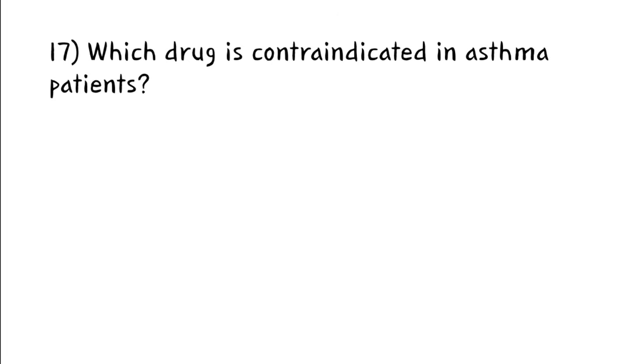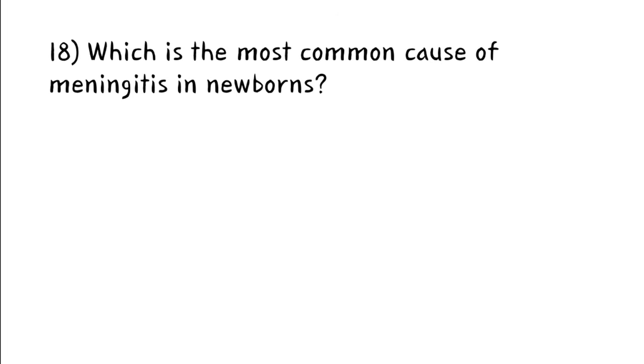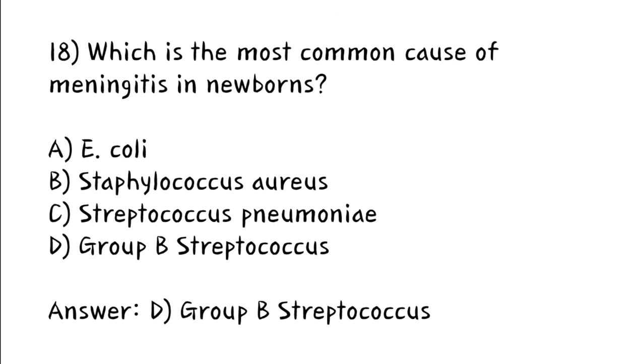Which drug is contraindicated in asthma patients? Beta blockers, corticosteroids, leukotriene antagonists, theophylline. Correct answer is option A, beta blockers. Which is the most common cause of meningitis in newborns? E. coli, Staphylococcus aureus, Streptococcus pneumoniae, Group B Streptococcus. Correct answer is option D, Group B Streptococcus.